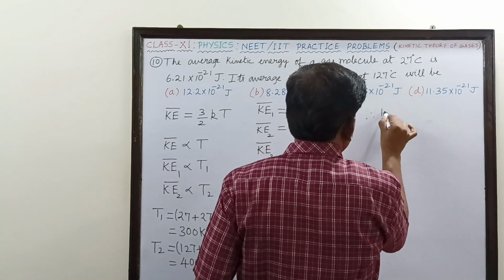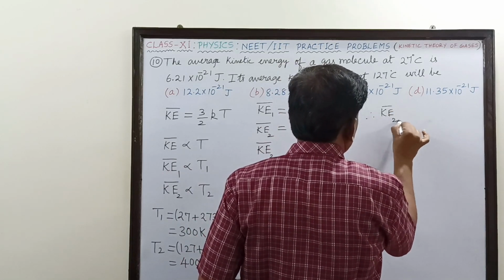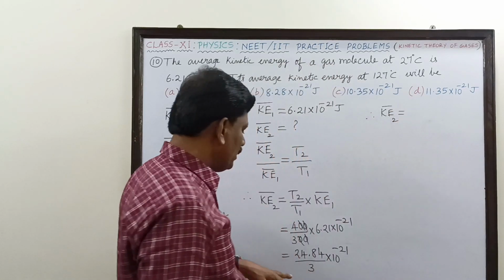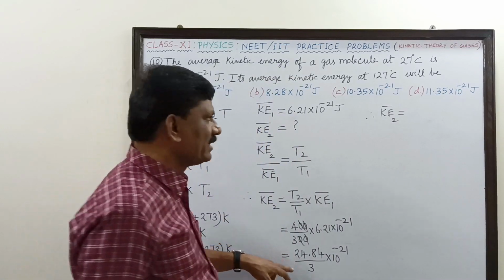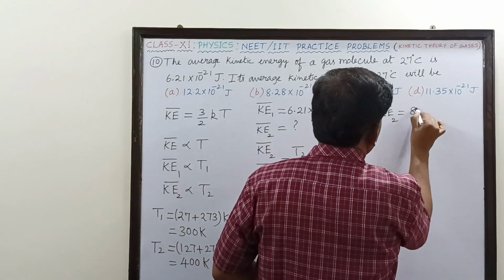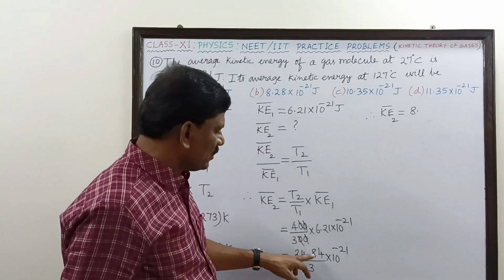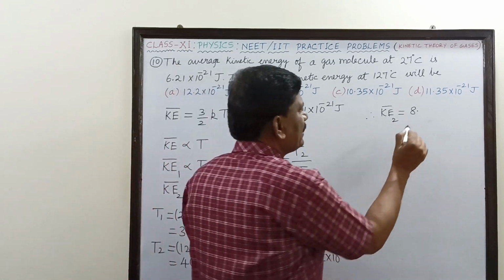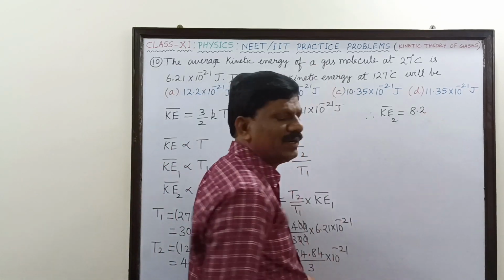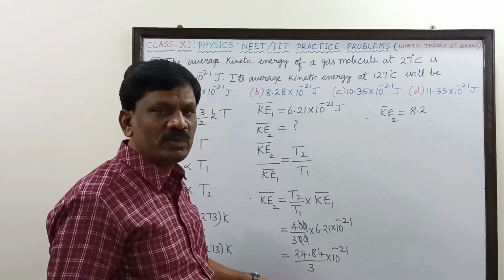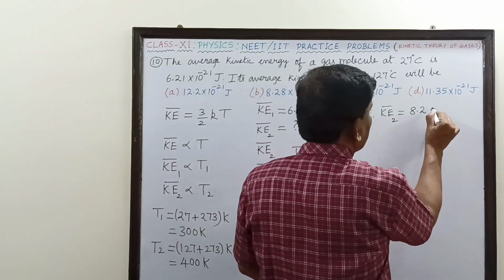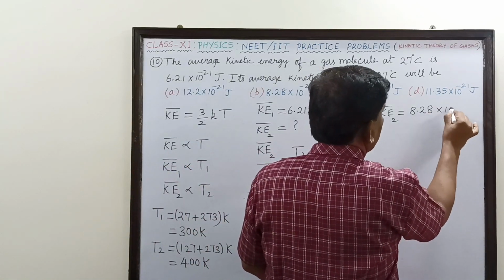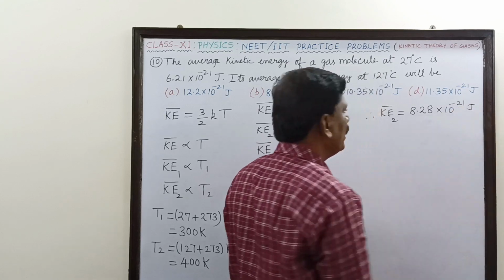Therefore, kinetic energy 2 is equal to 8 3s are 24 direct. So this is 8 point. So in 8, 3 2s are 6, remaining 2. So 2 and 4 will make 24. Once again, 8 3s are 24. So into 10 power minus 21 joule.